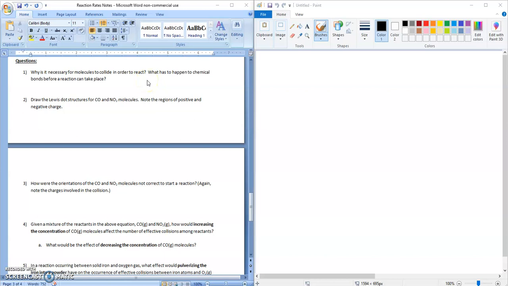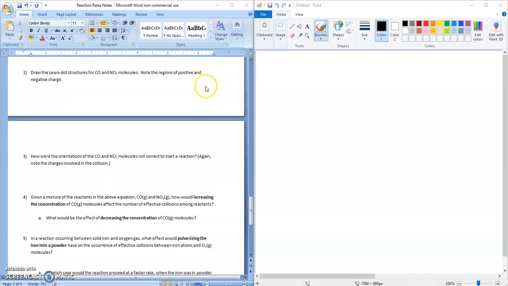What has to happen to chemical bonds before a reaction can take place? So this is what I was talking about with activation energy. Activation energy is the energy needed to force bonds to make and break. Okay? So what has to happen before bonds can react? They have to break. They have to achieve enough activation energy that they can break those bonds and create new things.